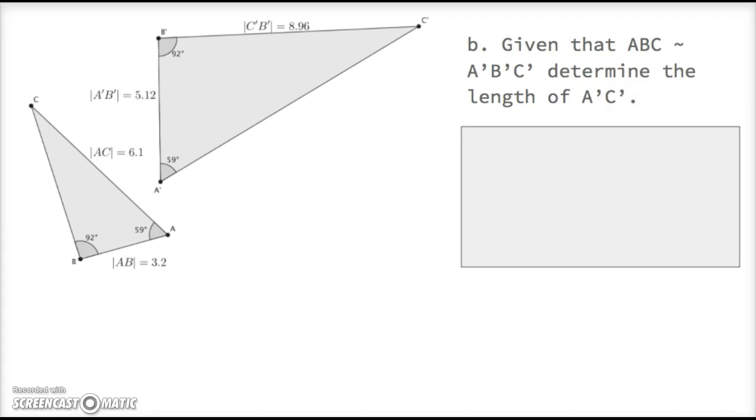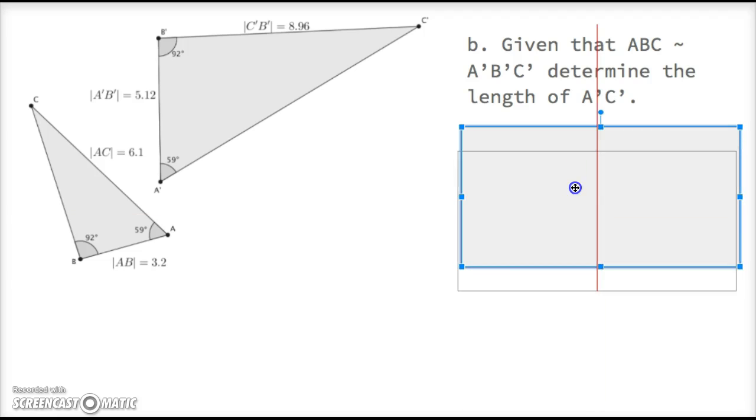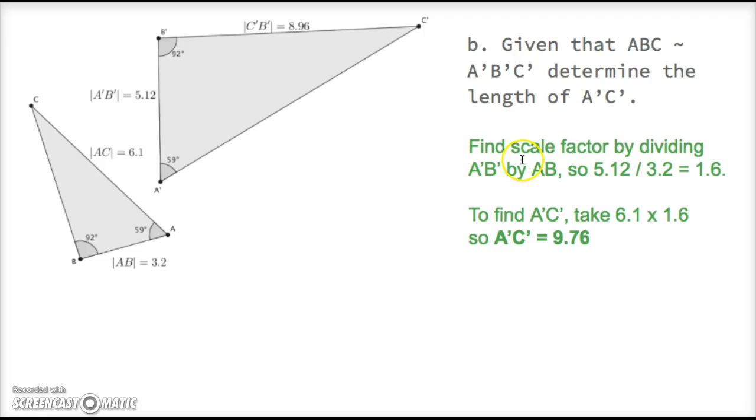Okay, looking at part B, now that we know those triangles are similar, now we're going to determine the length of A prime, C prime, which is this long side right here. So before we can know that, we need to figure out our scale factor. Okay, so the only side where I know the length on both triangles would be length AB and A prime, B prime. So remember, to find the scale factor, we always take prime and divide it by the original. So in this case, I'm going to take 5.12 and I'm going to divide it by 3.2, which is what I've done right here. You end up getting 1.6. So your scale factor for this problem is 1.6.